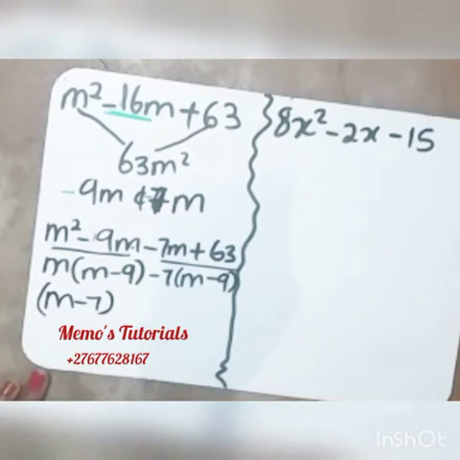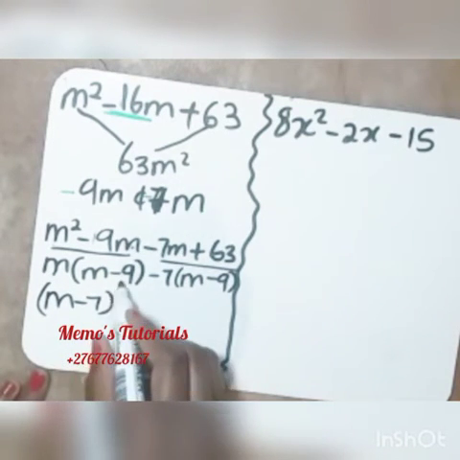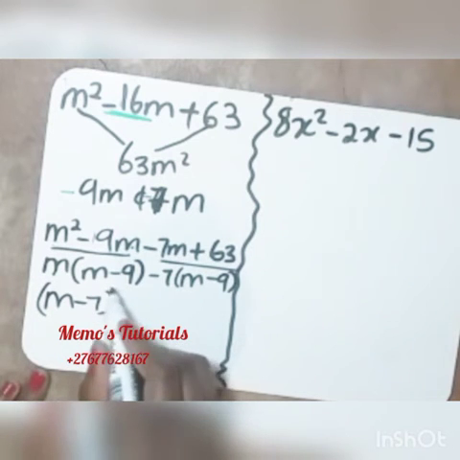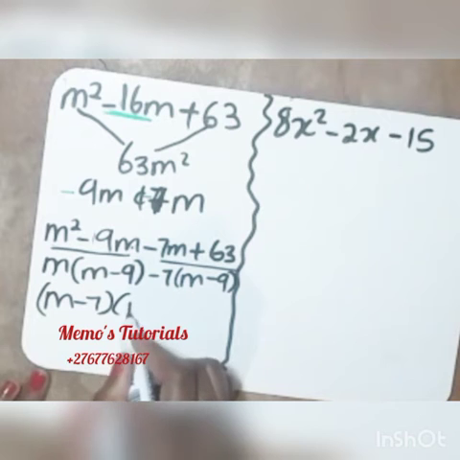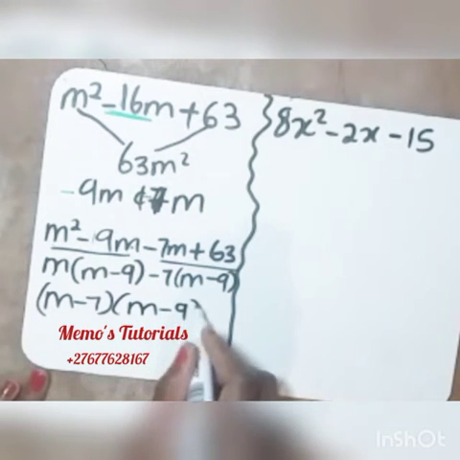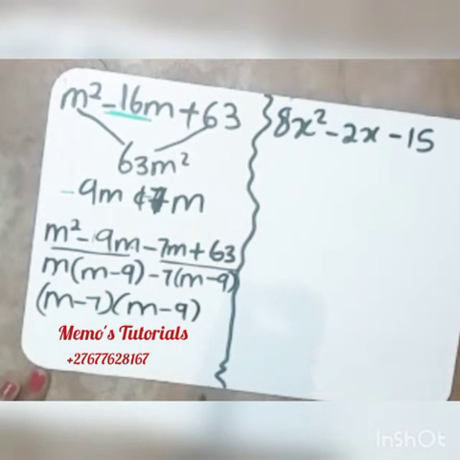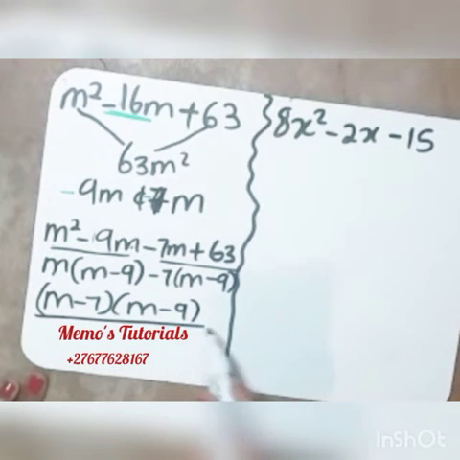This m and this minus 7, they will form one bracket, and then here, as you can see, I have two brackets for m minus 9 and m minus 9. We'll only take m minus 9. Okay, so this is our final answer. We'll only write this bracket once, we won't write it twice. Okay, feel free to pause the video and try the second one.